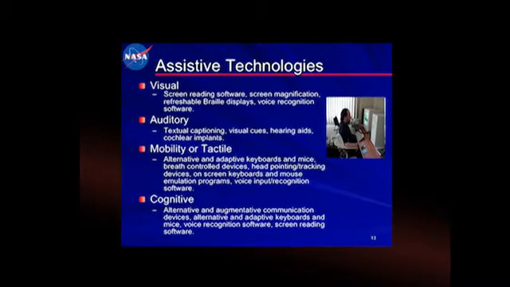Then we have cognitive disabilities. Examples of technology for that would be alternative and augmentative communication devices, adaptive keyboards and mice, voice recognition software and screen reading software. All that's dependent on the level of disability there.